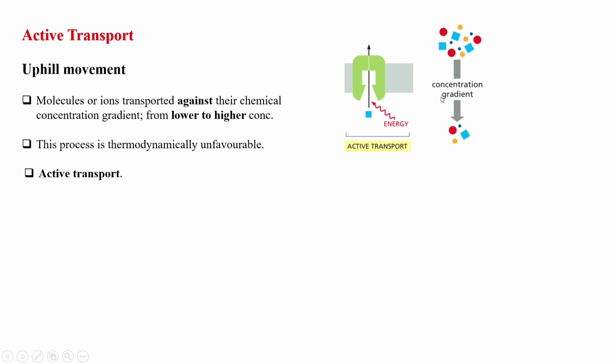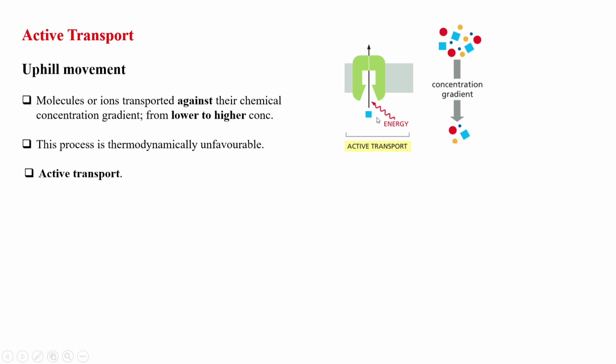Now, what is chemical concentration gradient? It means there is a difference between the concentration of molecules. Let's suppose this is the outside of a cell and this is the inside. If these molecules are present outside in higher concentration than the inside, this is called the concentration gradient or chemical concentration gradient for the molecule or ions.